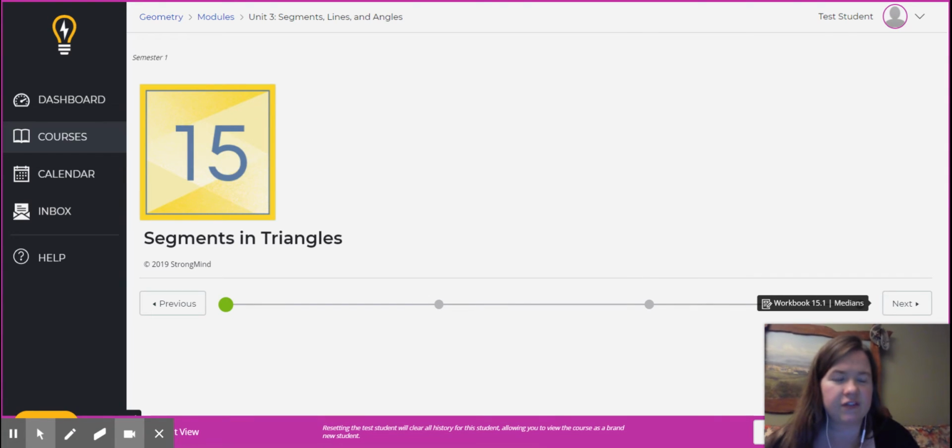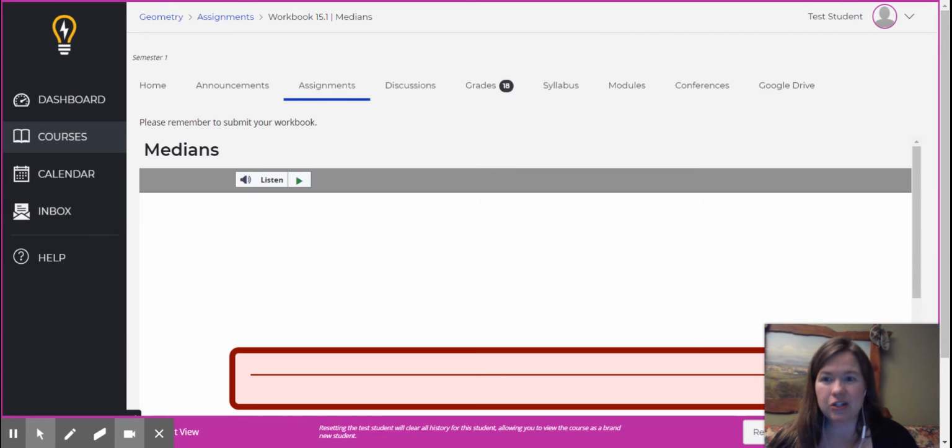Okay, this is workbook 15. I'm just going to go through it. I might even make mistakes on it, and that's what happens, and it's okay. So we're talking about segments in triangles.